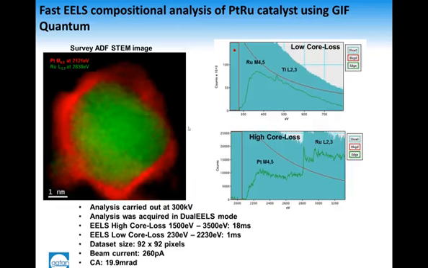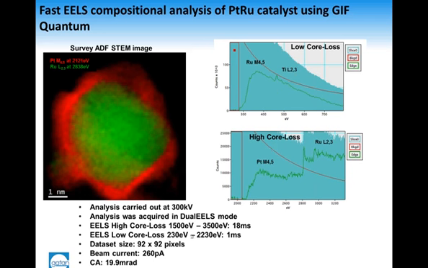This is an example of data taken at McMaster University. Here is a particle of platinum and ruthenium. The core of this particle is ruthenium, and as you can see from this map, the shell is made of platinum. Data were acquired in DualEELS mode, where we have a low core loss, where you see the ruthenium M45 edges right here, and the titanium L23 at 456.